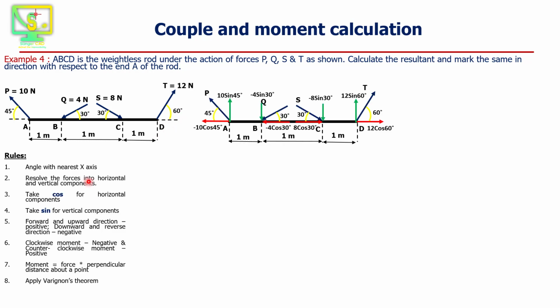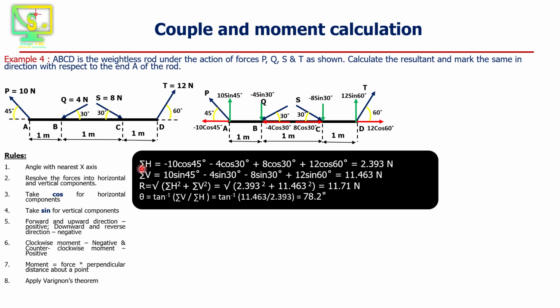These are the rules. First we have to resolve the forces. For resolving the forces, the angle should always be with the nearest x-axis. Then we resolve the forces into horizontal and vertical components. For horizontal components we give cos. For vertical components we give sine. For reverse and downward direction we give minus. For upward and forward direction we give positive. Now let's resolve the forces.